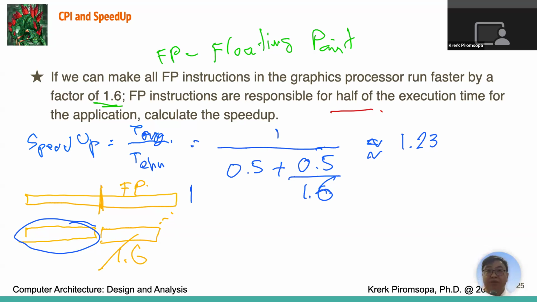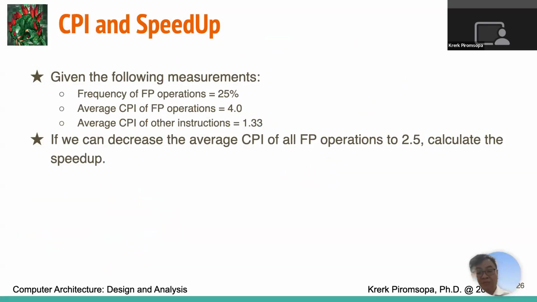Good. Still easy, right? Let's make it a little more difficult. Put it in the context of CPU time. CPU time equals what? Number of instructions times CPI times cycle time. I should write cycle time as TC. Okay. I'll let you think about it a little bit.